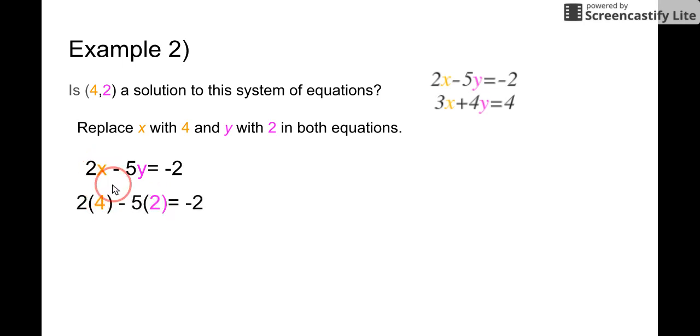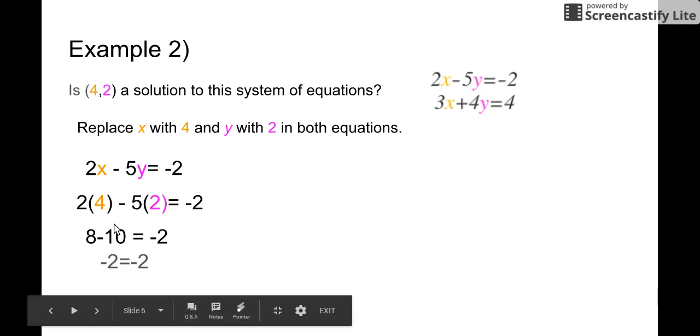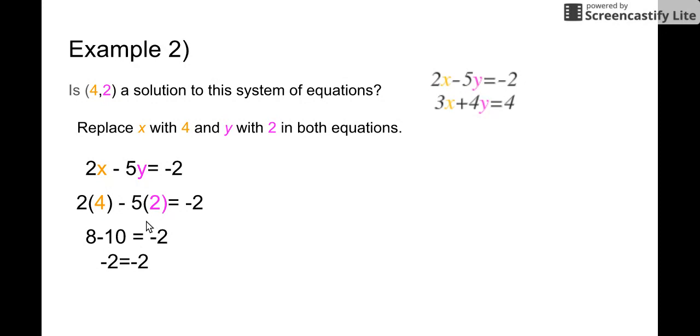2x minus 5y equals -2. We plugged in 4 for x and 2 for y. Simplify, which this becomes 8, that becomes -10, that stays -2. And 8 minus 10 is -2, and that does equal -2. So that portion is true because -2 is -2. Next, we move on and we have 3x plus 4y equals 4. Again, same process. You plug in 4 for your x and 2 for your y. Again, we're getting that from right up here what we started with.